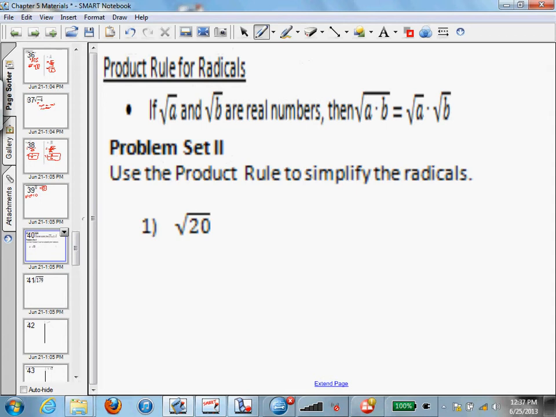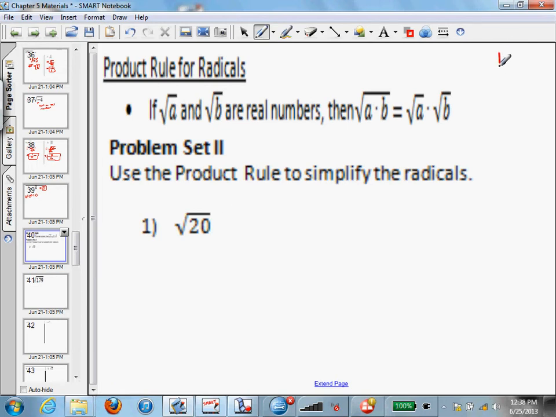Here are the product rules for radicals. If the square root of a and the square root of b are real numbers, then the square root of a times b equals the split up square root of a times square root of b. So to do the problem set of 2, use the product rule to simplify the radicals. Try to break these into the perfect squares.